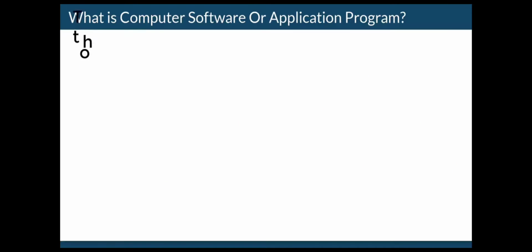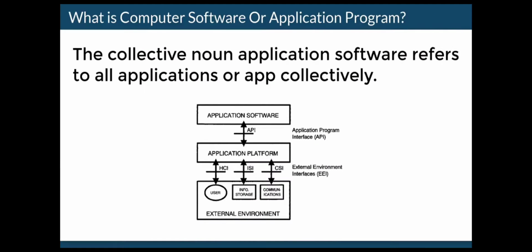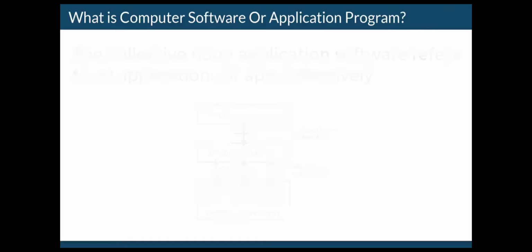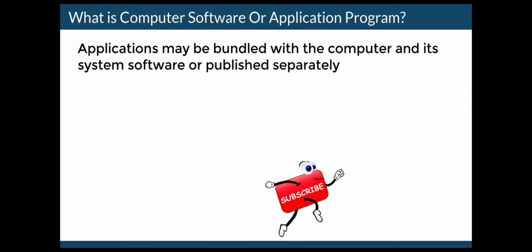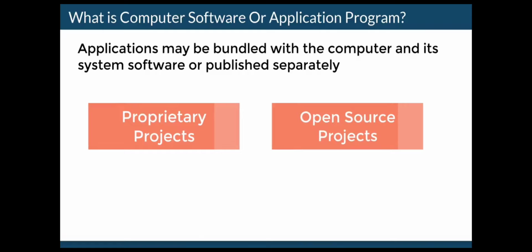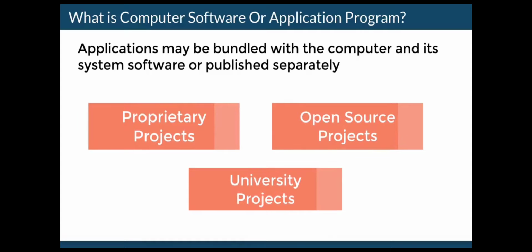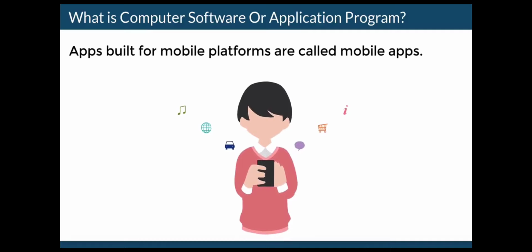The collective noun application software refers to all applications collectively. Applications may be bundled with a computer and its system software or published separately, and may be coded as proprietary, open source, or university projects. Apps built for mobile platforms are called mobile apps.